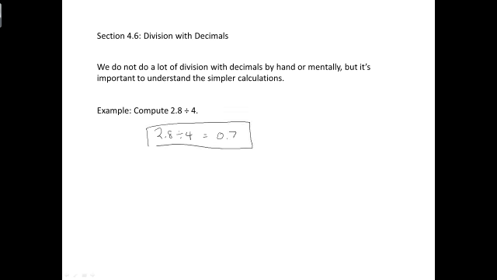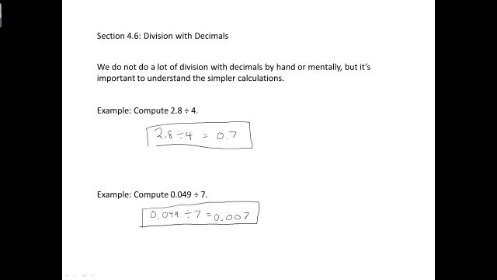When we divide by an integer, we have the same number of decimals in our final answer as the number we're dividing. Example, compute 0.049 divided by 7. We want to think about 49 divided by 7, which is 7. And then our final answer will have 3 decimals. So we have to put in 2 digits there to get our final answer, 0.007.